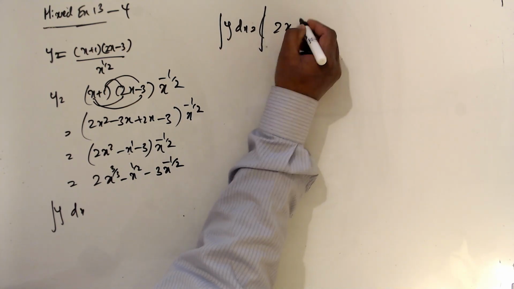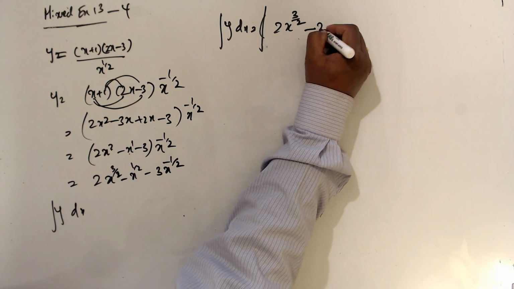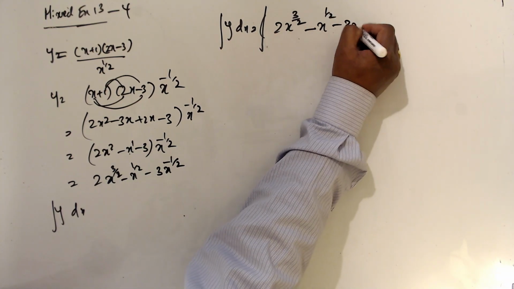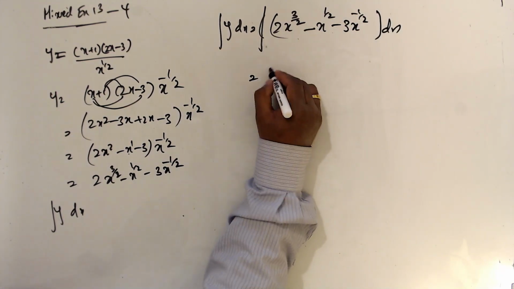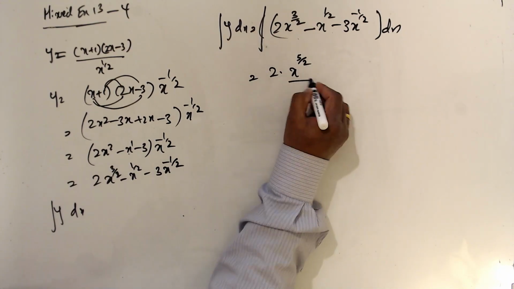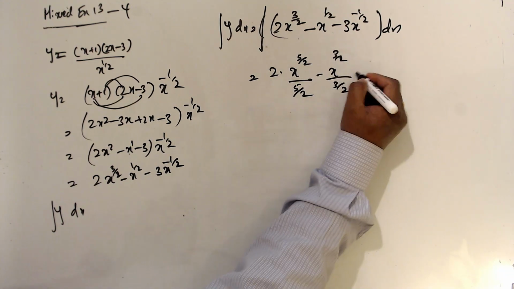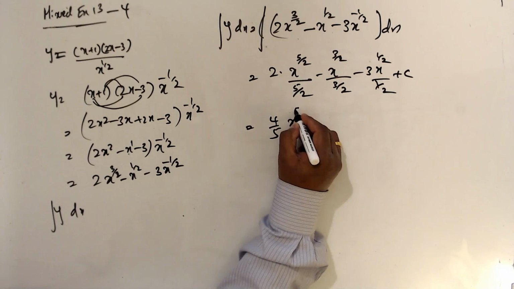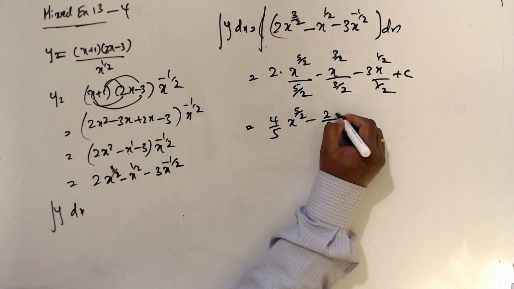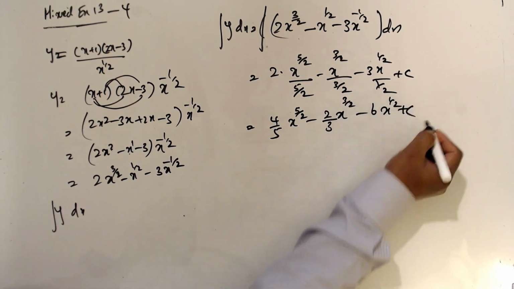Integrate 2x^(3/2) minus x^(1/2) minus 3x^(-1/2) dx. Then this is 2x^(5/2) divided by 5/2, x^(3/2) divided by 3/2, 3x^(1/2) over 1/2, plus c. So this is 4/5 x^(5/2), 2/3 x^(3/2), and this is 6x^(1/2) plus c.